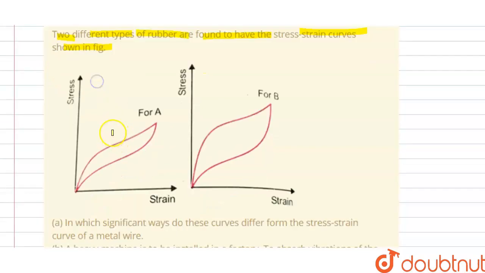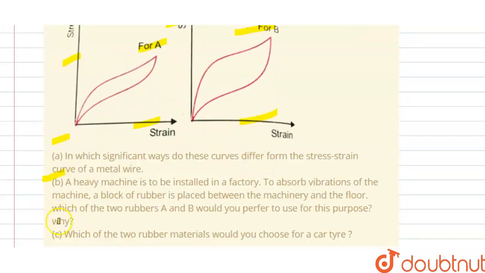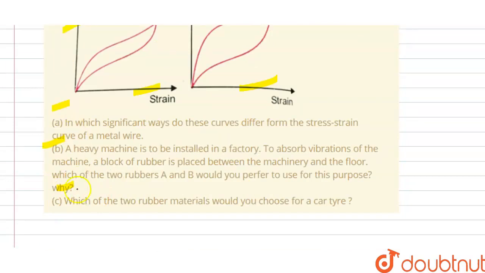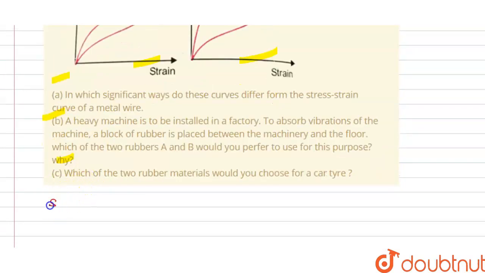Hello students, today our question is: two different types of rubber are found to have stress-strain curves shown in the figure. So we have the strain here and stress for A and B rubber here. So we have A, B, C, D options given here. We have to give the answer for each. So the solution of this question is, let us solve A part. In which significant way do these curves differ from the stress-strain curve of a metal wire?